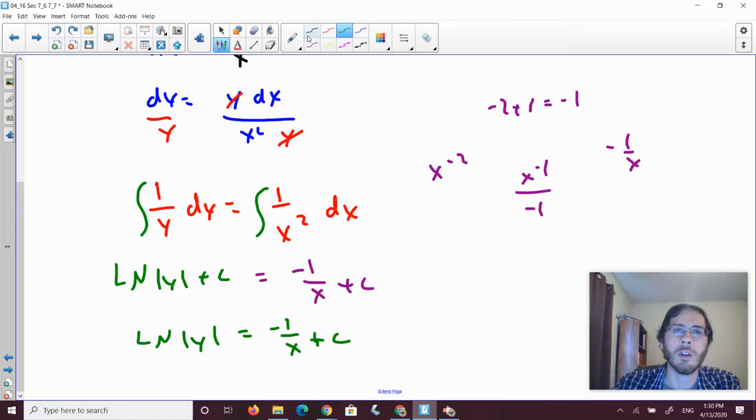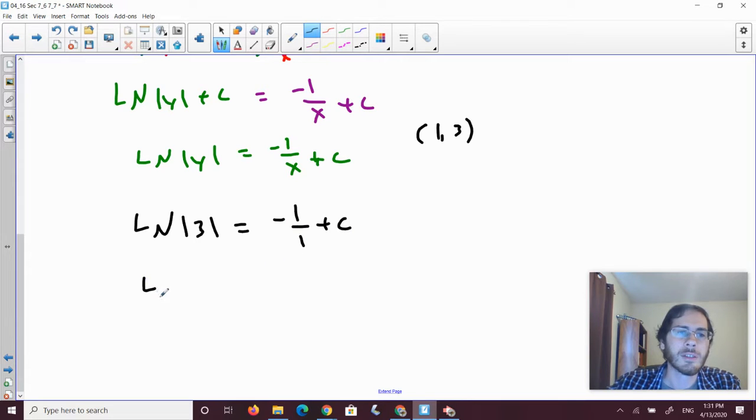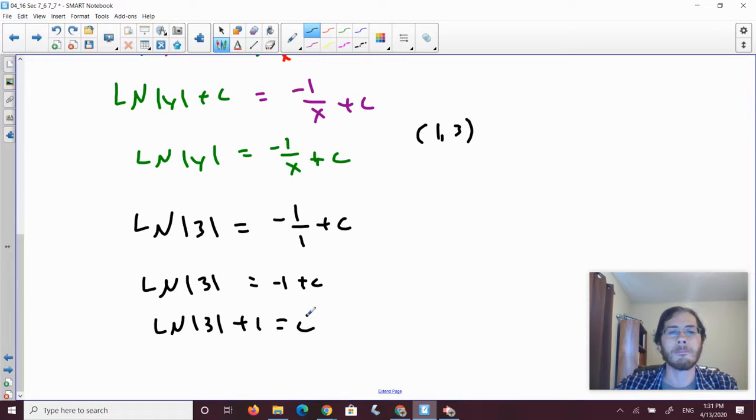So we're going to have to plug in 1, 3 into this. It's going to pass through 1, 3. So that means x is going to be 1 and y is going to be 3. So we get ln of 3 equals negative 1 over 1 plus c. So ln of 3 equals negative 1 plus c, or ln of 3 plus 1 equals c.